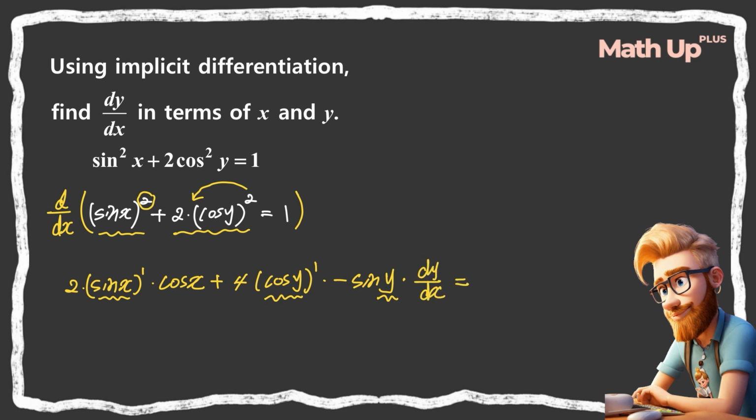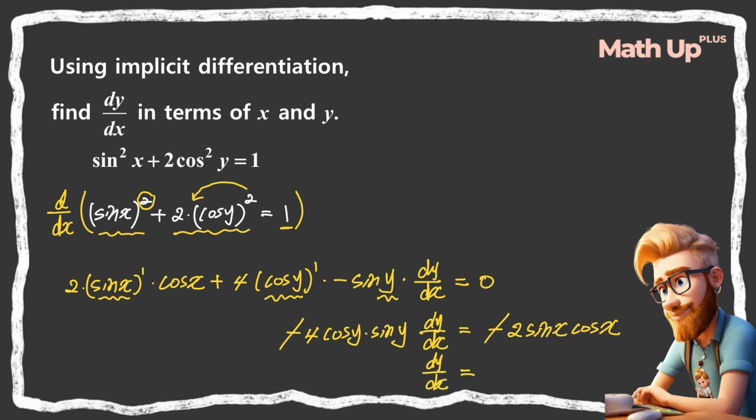And this is equal to the derivative of 1, a constant, which is always equal to 0. Now what we need to do is solve for dy over dx. So negative 4 cosine y times sine y dy over dx is equal to negative 2 sine x cosine x. Therefore, dy over dx, since we have a negative on both sides, make it positive, is equal to 2 sine x cosine x over 4 cosine y sine y. And if we simplify this coefficient, that's 1 over 2.